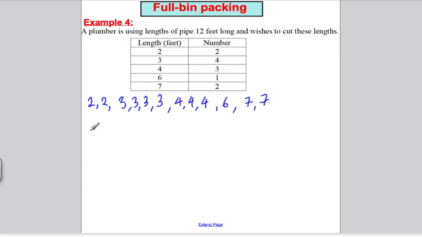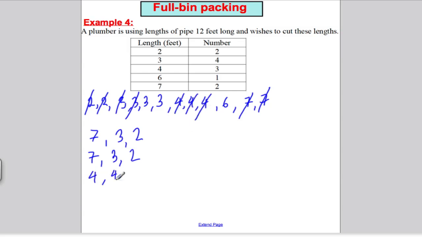Now 7 goes with a 3 and a 2 to make 12. So 7, 3 and 2 make a 12. And then a 7, 3 and another 2, make another 12. Okay? Now, 4, 4 and 4 make a 12. Okay? And 3, 3 and 6 also make a 12. So 1, 2, 3, 4, we've got 4 pipes and we've got no wastage at all.